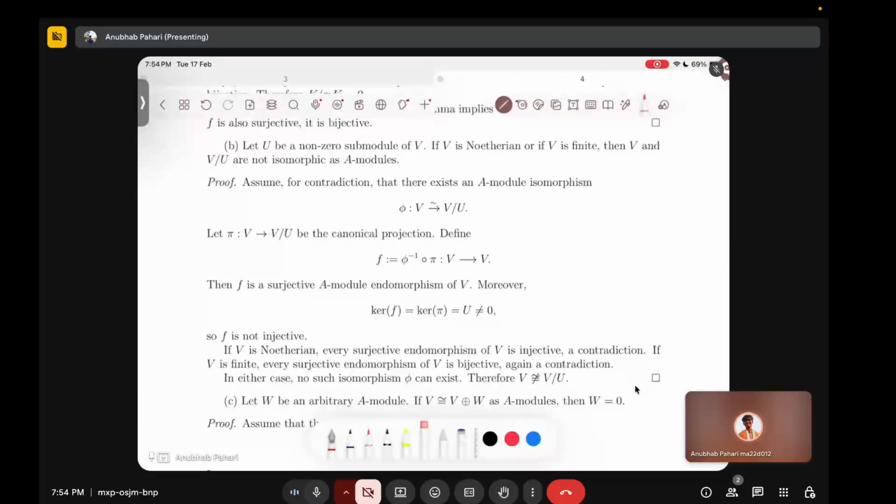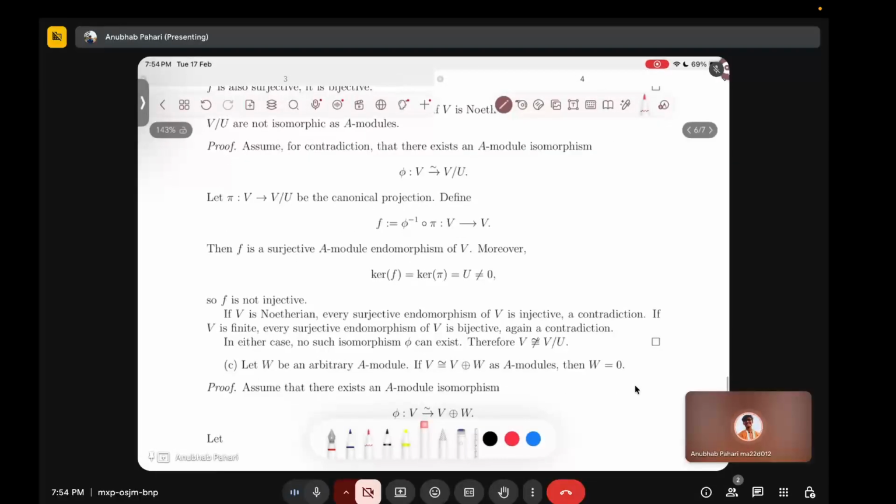So assume for contradiction that there exists an A module isomorphism phi from V to V mod U. Let pi be the canonical projection from V to V mod U, and define F as phi inverse composed with pi, from V to V. This is phi inverse, this is pi. So we have a map here, phi inverse pi.